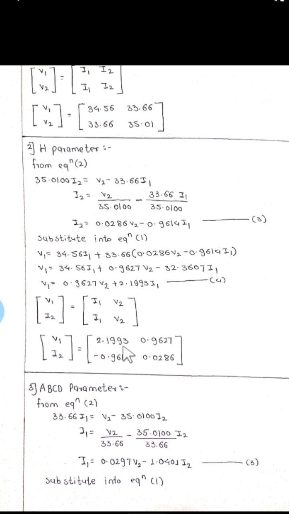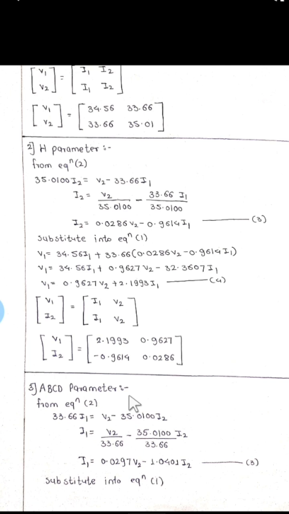We complete this matrix by equation number 3 and equation number 4. First we see equation number 4, that is V1, and we write here I1 and then I2. For the I2 we see equation number 3 and we write here first I1 and second V2. Here we completed our Z parameter. Now we see the third parameter, that is the ABCD parameter.